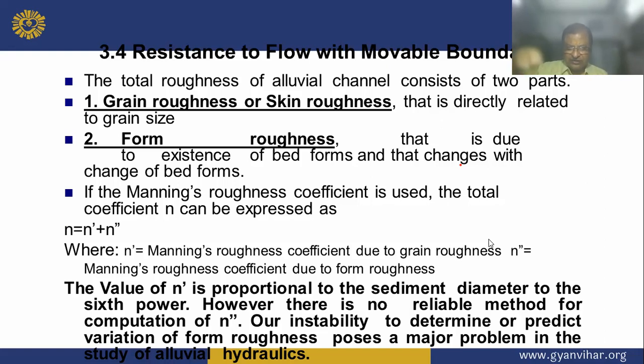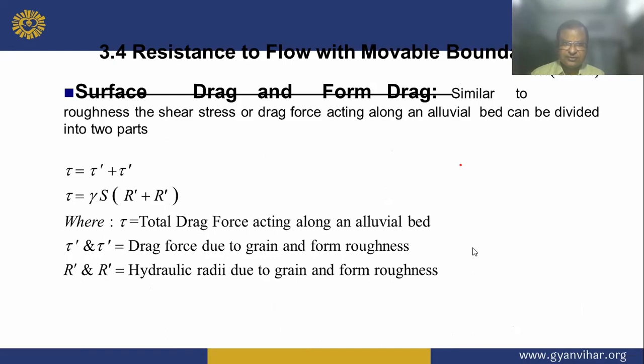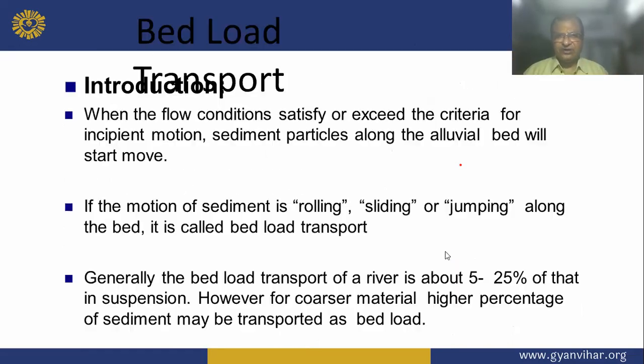So it is difficult to predict the variation of the roughness, and it is a measurement problem. This is the resistance law with the mobile boundary, and the surface drag and the form drag. This is the formula.